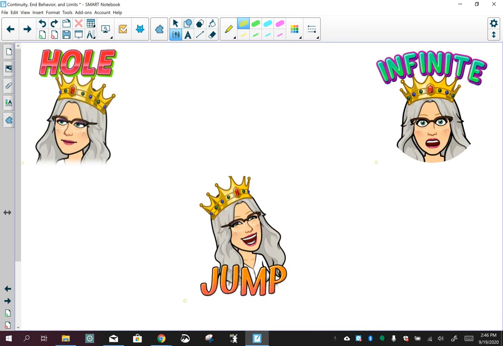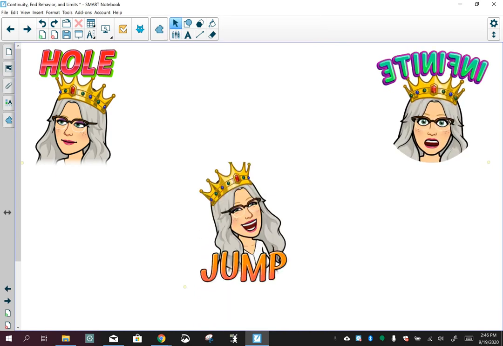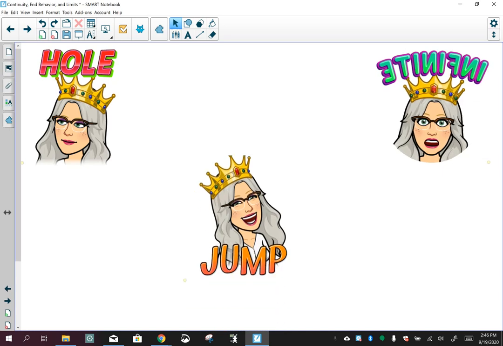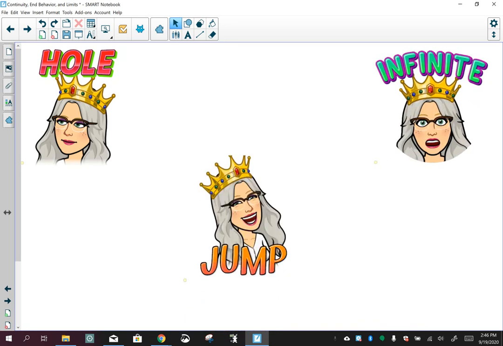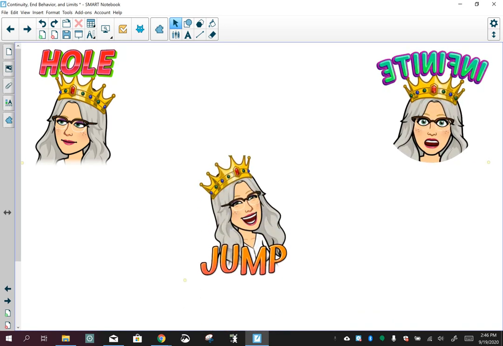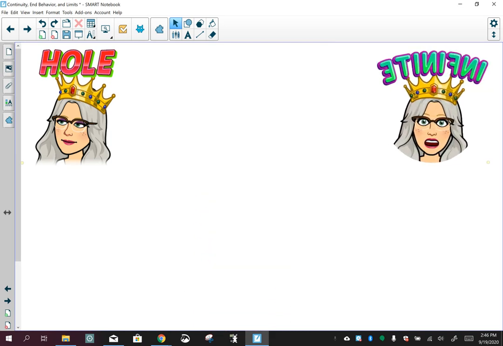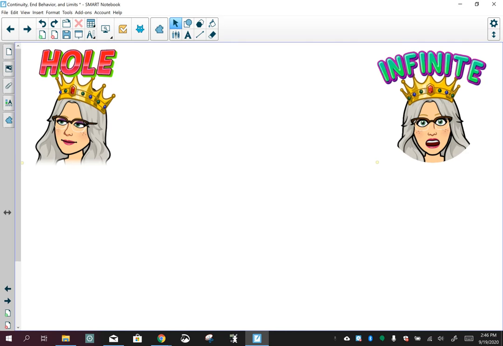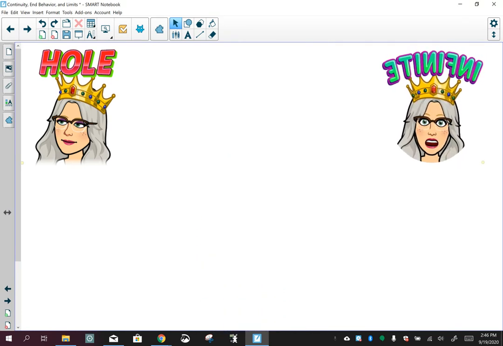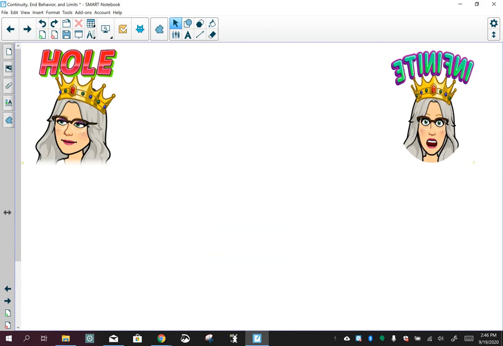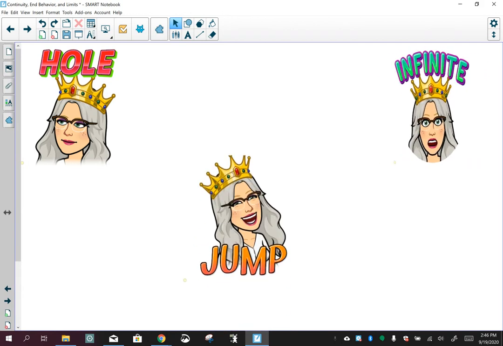That hole basically means that we have a rational function, typically, and in that rational function you are able to cancel something out on the top and the bottom. And so the function, when you graph it, appears to be continuous, but if you actually zoom in on the number that you removed, there's actually a hole there.